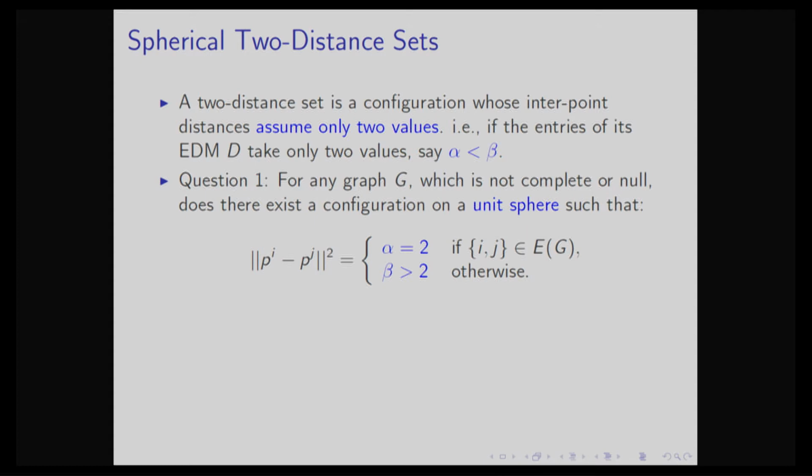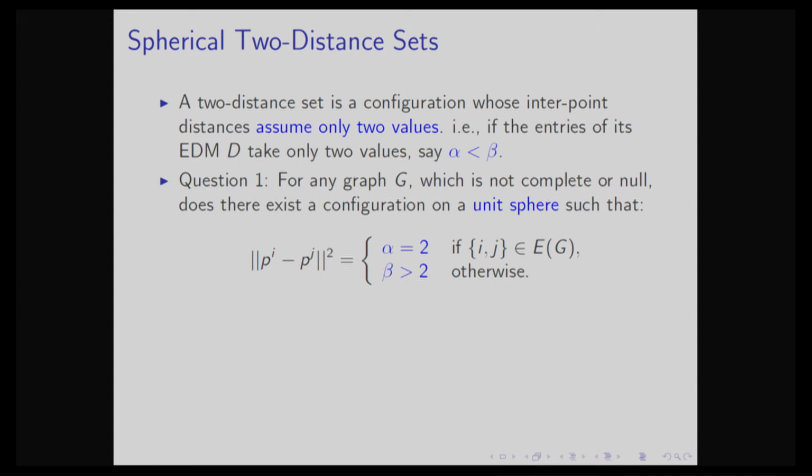Now, what's the significance of 2? If the radius of the sphere is 1 and the squared distance is 2, it means every node of the graph is represented by a vector on the unit sphere, and these vectors are orthogonal. So the angle is 90 degrees, and here the angle is more than 90. But all of them have to be the same.